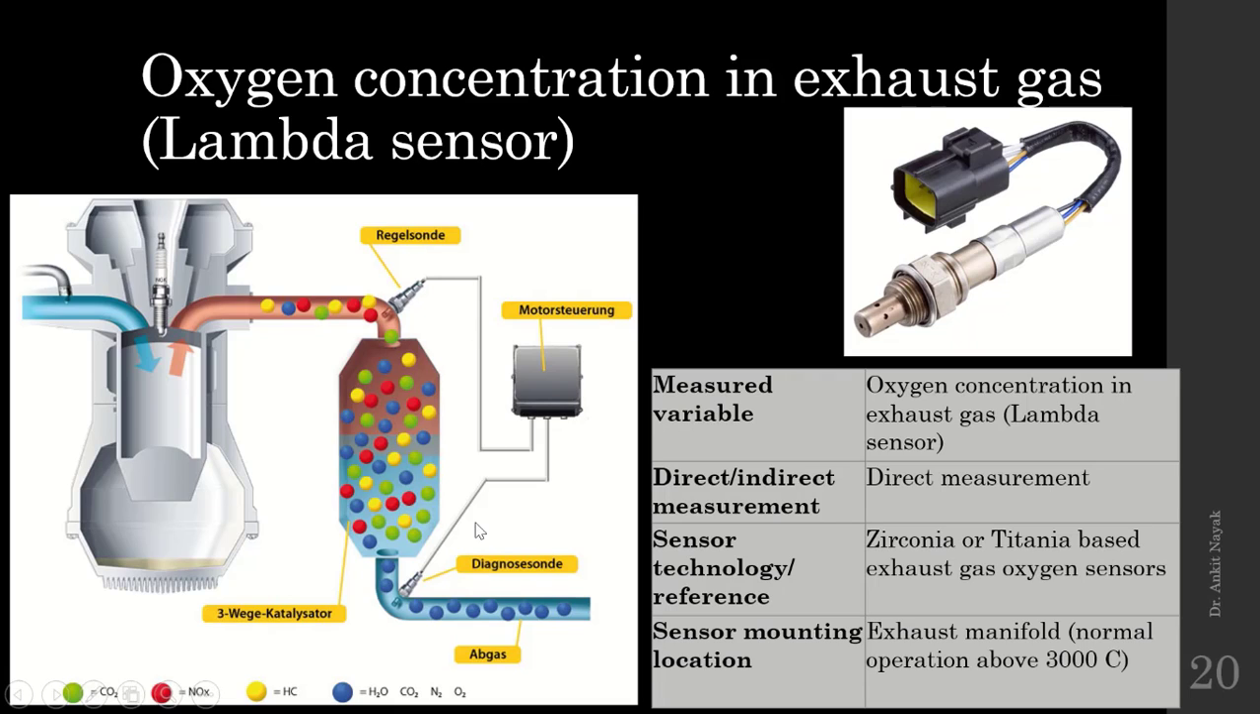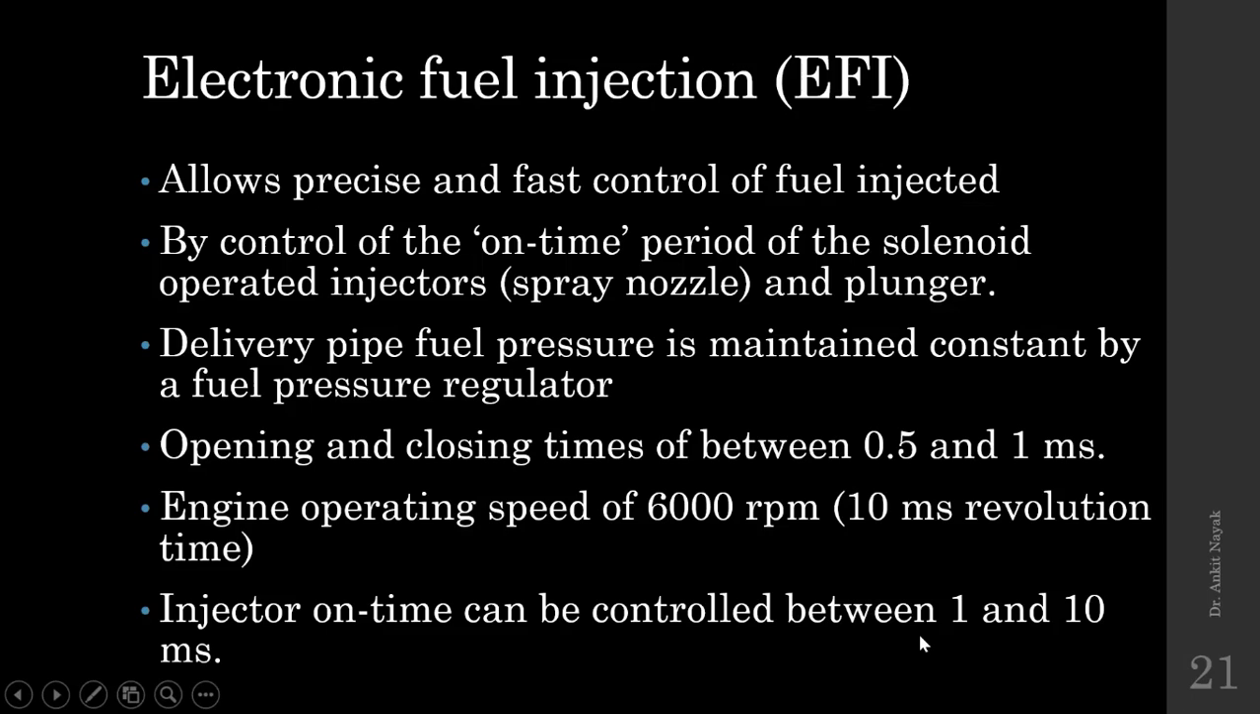This sensor will measure the oxygen concentration in the exhaust gases, and according to that it will change the related variables like the fuel supply or the gas supply inside the cylinder. So the measured variable in this case will be the oxygen concentration in the exhaust gas. It is a direct measurement. For sensor technology, a zirconia or titanium based exhaust gas oxygen sensor can be used. Sensor mounting is at the exhaust manifold, as you know already.